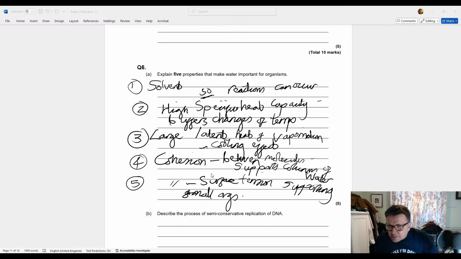Right. So to answer Lena, continuous column. I don't think you have to say a continuous column. No, you don't. Just supports column of water. Is there a difference between solvent and metabolite?